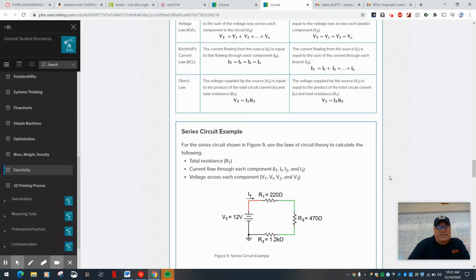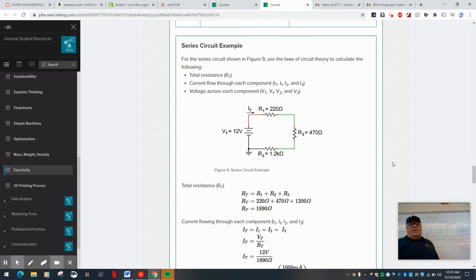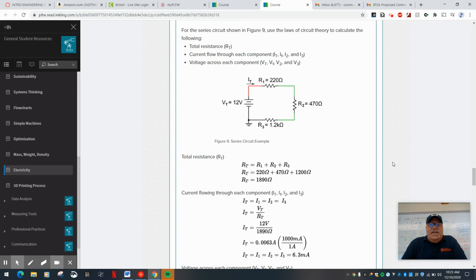Ohm's law states that the voltage supplied by the source, the total voltage, is equal to the product of the current and the resistance. VT equals IT times RT. And then the voltage supplied by the source in a parallel system is equal to the product of the total circuit current and total circuit resistance. The voltage is equal to IT times RT. No change in that. So here's an example.